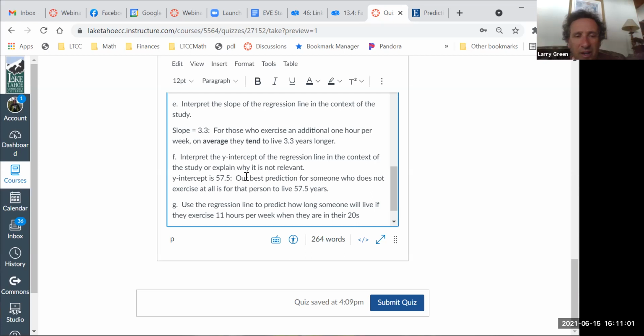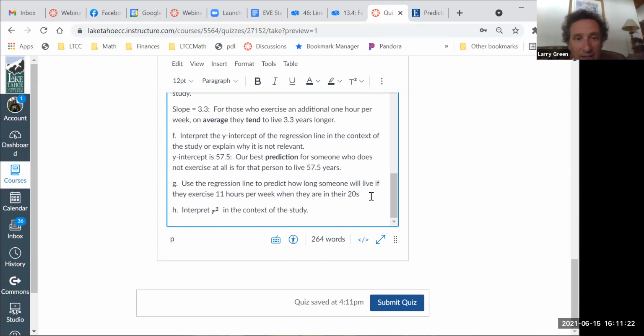Any questions at all on interpreting the y-intercept? Okay, and notice this is a prediction. It does not say we know it's going to happen to the person. It's just a prediction.